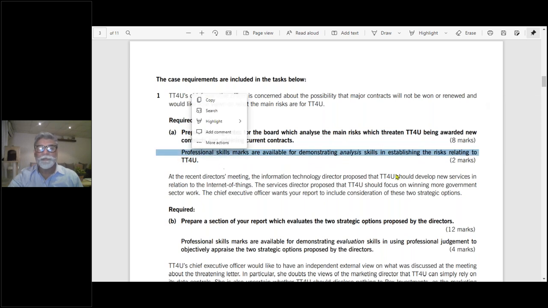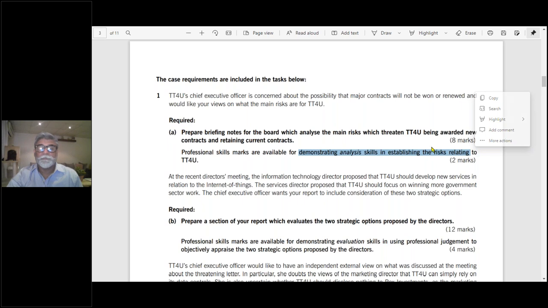Can somebody explain this to me? Analysis skills means identify, investigate. So if we are identifying the main risks, automatically we will score the professional skills marks because it says demonstrate analysis skills in establishing. Establishing means identifying or determining the risks. Just if you are able to identify intelligent risks, you can do it. Very simple. So 10 marks, 8 plus 2.